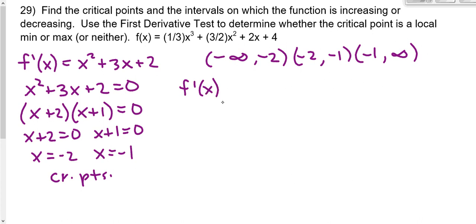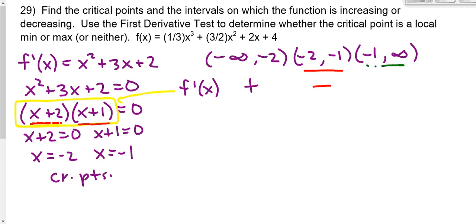So pick a number in the interval. Suppose I pick -3, and plug it into the derivative, and the best place to do that is right here into the factored form of the derivative. So if we take -3 and plug it in there, we get -3 plus 2 is negative. -3 plus 1 is negative. Negative times negative is positive. Okay, now let's look at the second interval and pick a number in there. We could probably pick -1.5. Plug it into the factored form. -1.5 plus 2 is positive. -1.5 plus 1 is negative. Positive times negative is negative.